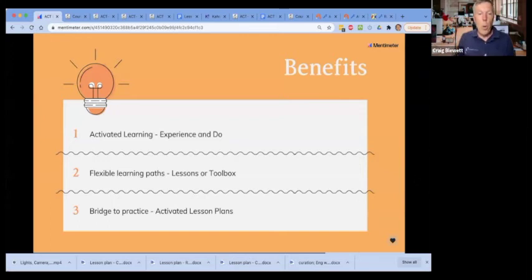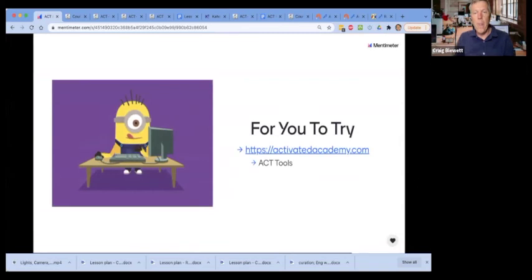As I said, there's flexible learning paths. So you can either work through all the lessons, or you can jump into the toolbox, search, filter, find your way around. And that toolbox keeps growing as we have new tools that we add to it. And obviously, very important, the bridge to practice. You leave with lesson plans that you can apply in your classroom, or go and look what others have done and take those lesson plans as a basis for what you're teaching. So that really makes the gap easier to cross.